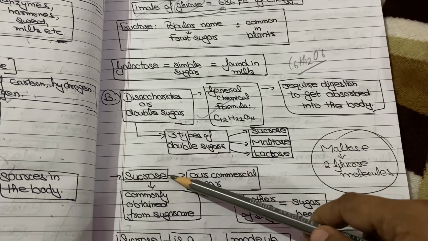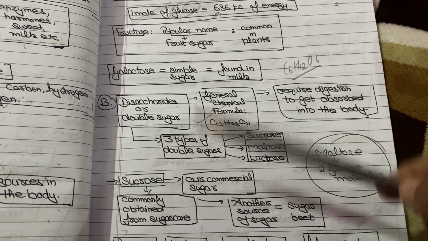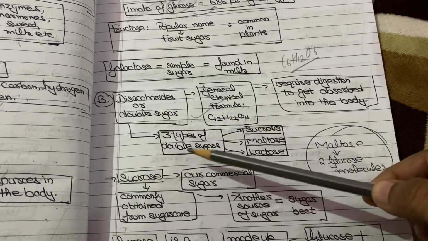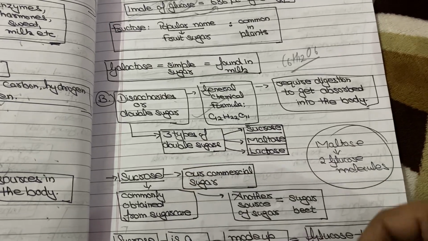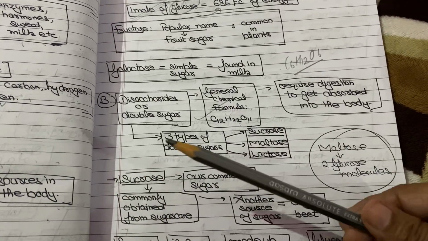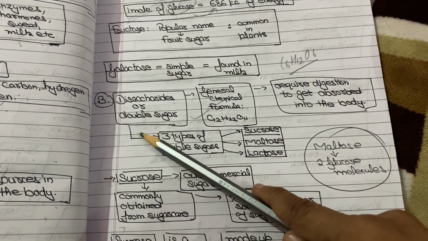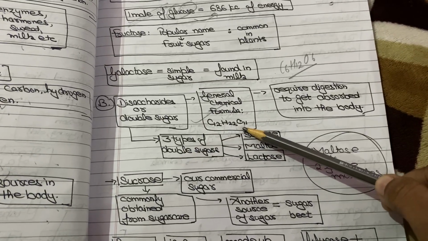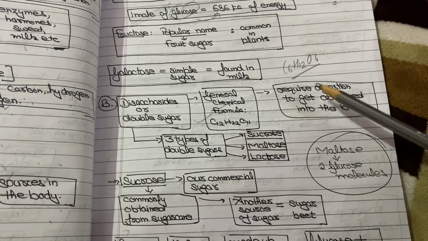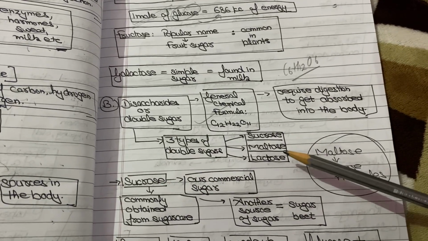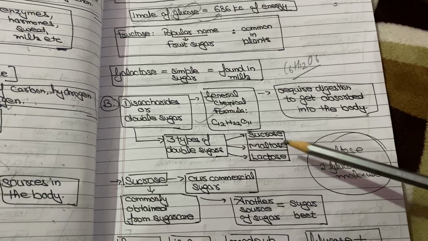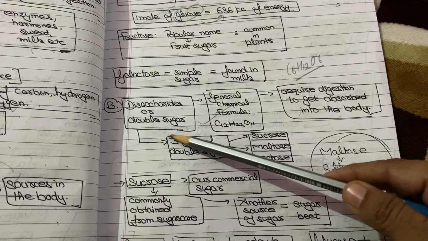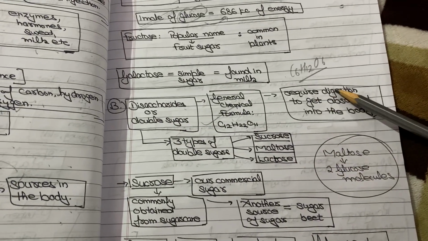Next is why we require digestion. The previous one, monosaccharide or simple sugar, requires no special enzymes or part of our body for digesting it, because it is readily absorbed by our body. But the second type of sugar, whose formula is C12H22O11, requires digestion to get absorbed into the body. Disaccharide, or double sugar, needs to be digested by our body.